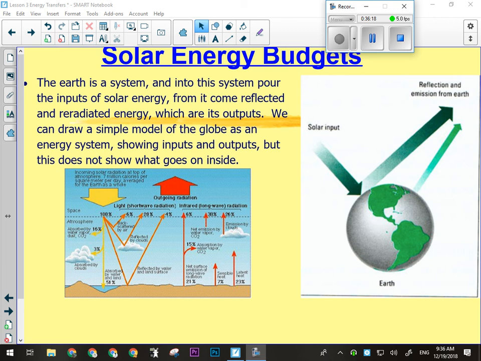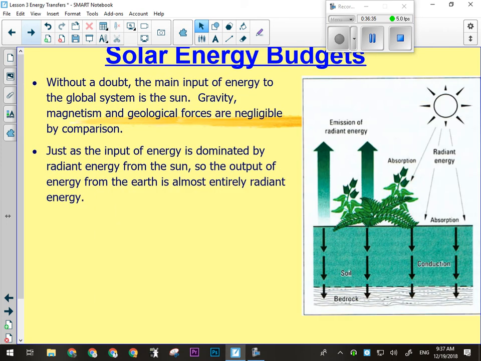So we would have things like maybe geothermal, the possible radioactive decay of radioactive elements within the Earth. Things like that would be our outputs, but they're nothing compared to all of the energy we receive from the sun. Now, gravity, like we said, magnetism, geological forces, they're small by comparison. But so is the output of energy that comes from the Earth, which is mostly the reflected sunlight.